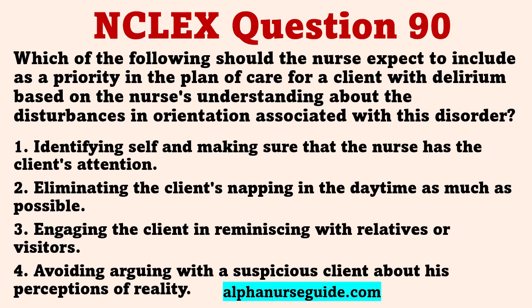Which of the following should the nurse expect to include as a priority in the plan of care for a client with delirium based on the nurse's understanding about the disturbances in orientation associated with this disorder? 1. Identifying self and making sure that the nurse has the client's attention. 2. Eliminating the client's napping in the daytime as much as possible. 3. Engaging the client in reminiscing with relatives or visitors. 4. Avoiding arguing with a suspicious client about her perceptions of reality.